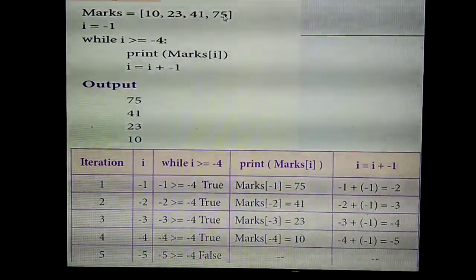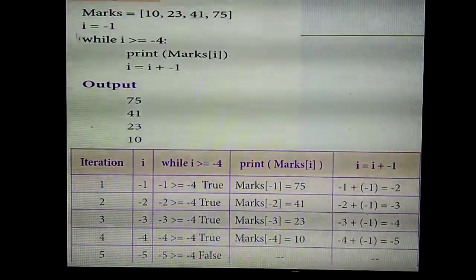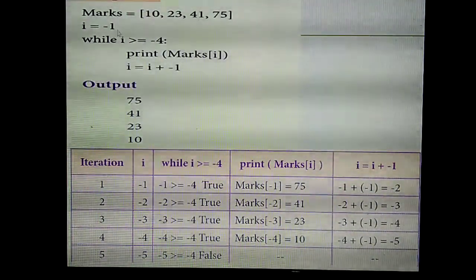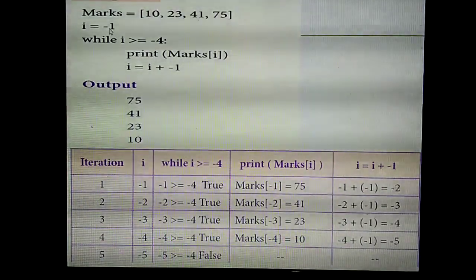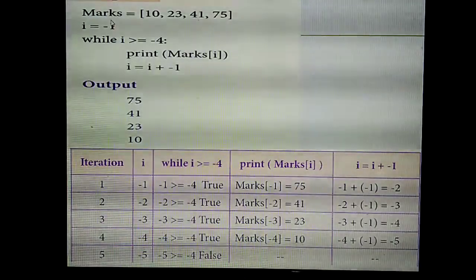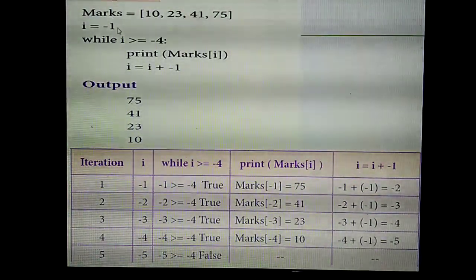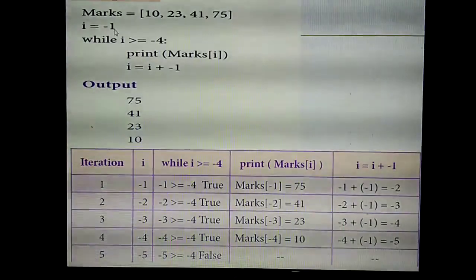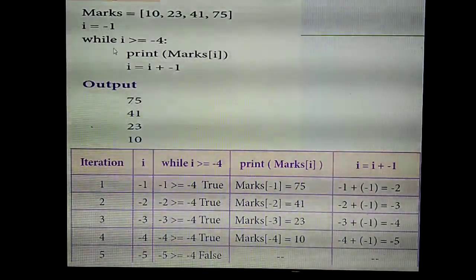What's the next step you need to write? The index. For reverse indexing we denote the index with the variable i. So i equals what? Reverse indexing starts with -1. Normally positive indexing starts with 0, but in this program we are writing reverse indexing, so we give the value -1.